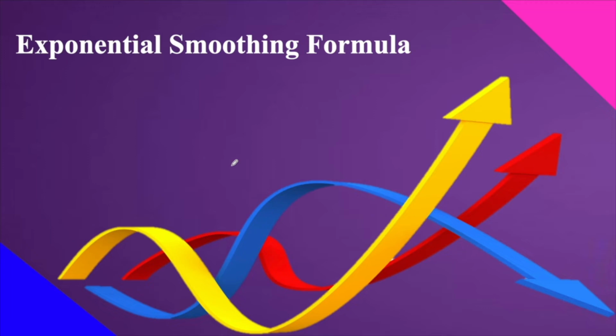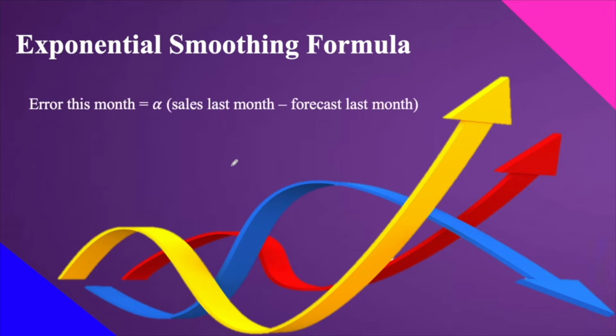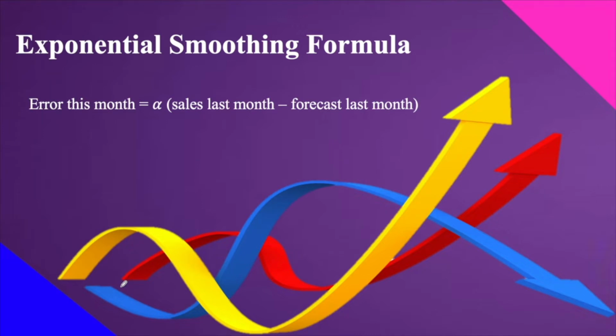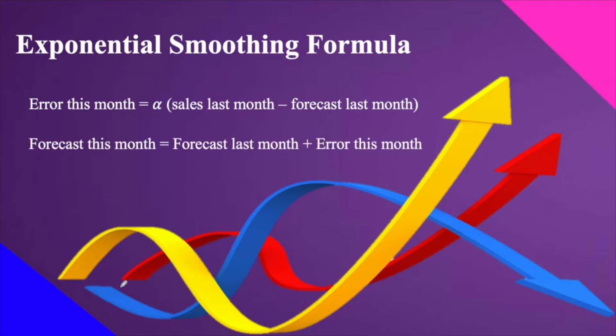Okay. Now, with regards to exponential smoothing, we have this formula. Actually po, dalawa yan. Okay. For the first formula, error this month is equal to the alpha value or our smoothing constant multiplied to the difference of our sales last month and the forecast last month. Okay? And for the forecast this month, that is equivalent to the summation of our forecast last month and our error this month.